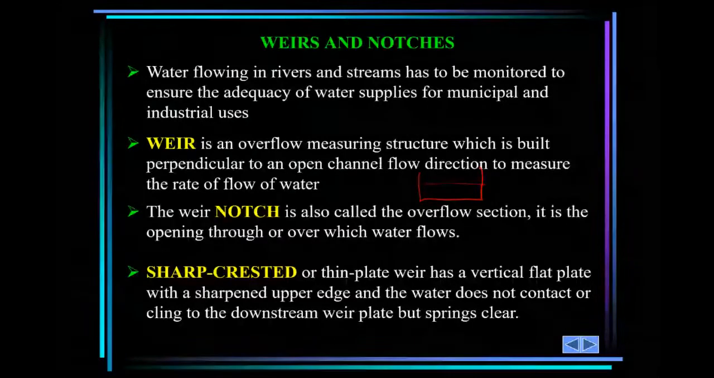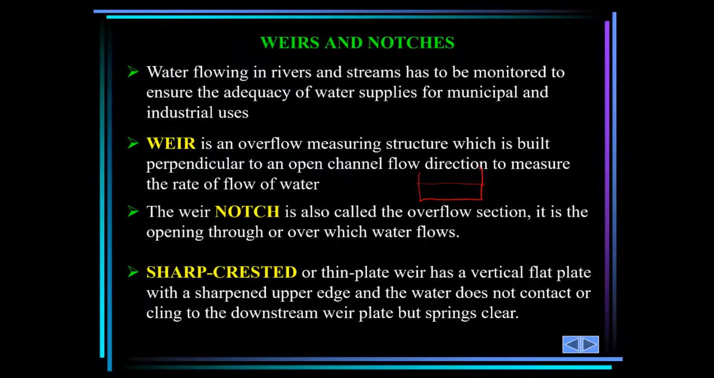The weir notch is also called the overflow section. It is the opening through or over which the water flows. That is the particular exit where the water exits the weir. We call it the notch, and at the same time we call it the weir itself. So a sharp crested or thin plate weir has a vertical flat plate with a sharpened upper edge, and the water does not contact or cling to the downstream weir plate but springs clear.